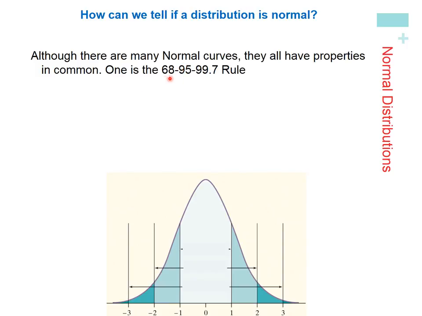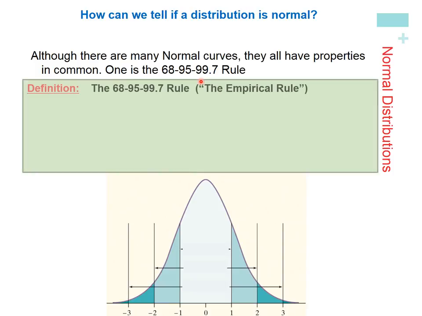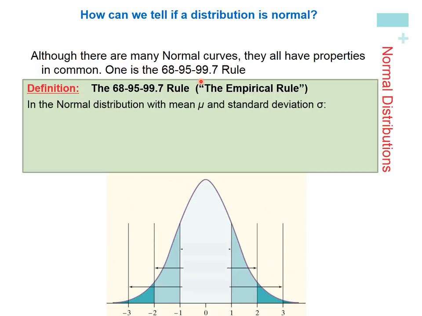There are many normal curves. They can all look just slightly different, but they're all going to have a few properties in common. One is the 68-95-99.7 rule, which I believe you should hopefully have heard of in Algebra 1 or Algebra 2. Okay, so let's take a look at the official definition of the 68-95-99.7 rule, which is also called the empirical rule.